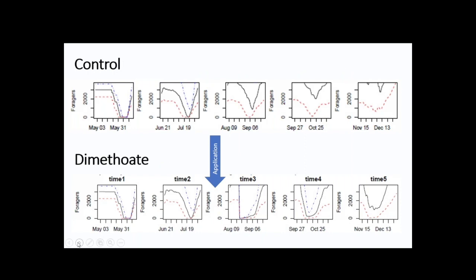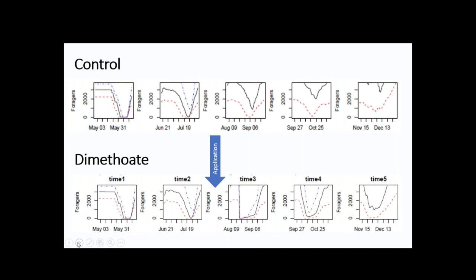This is just an example. The top row of figures is the number of foragers over time, and each figure is almost a month's worth of time. The blue dotted line at the top of each of the figures is the 90th percentile estimate of number of foragers in the hive. And then the black line is the median estimate. And then the red dotted line is the 10th percentile. And so this is a summary of 1,000 different hives and their responses. So in the control scenario, you can see over time the number of forager bees that are present in the hives across 1,000 hives that are simulated.